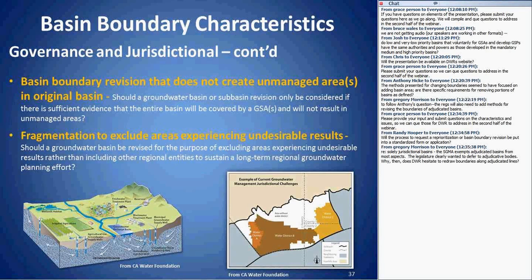The last characteristic is fragmentation to exclude areas experiencing undesirable results. The department feels this is a potential disadvantage and goes against the intent of the Sustainable Groundwater Management Act, that fragmenting areas that are experiencing land subsidence or groundwater overdraft would not lead to sustainable management in the long term.